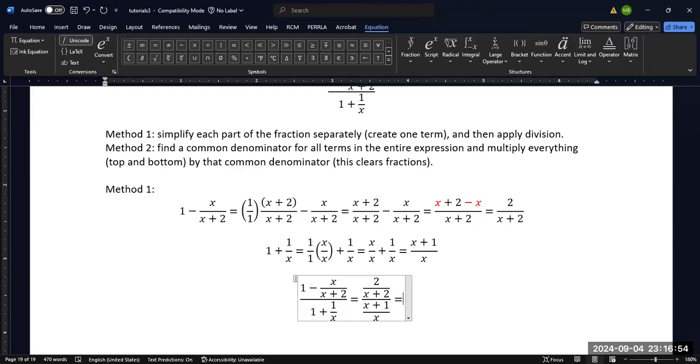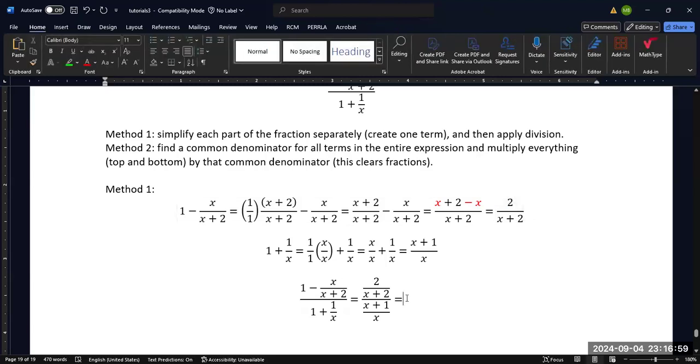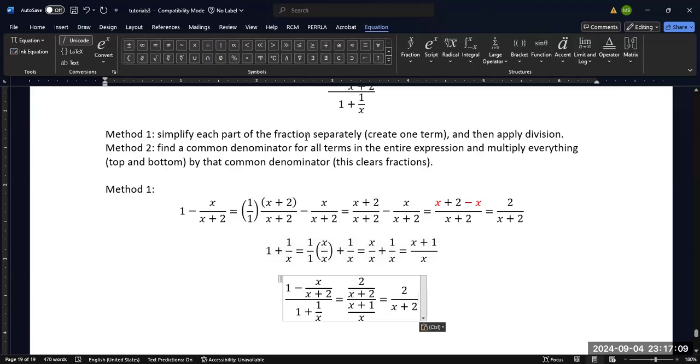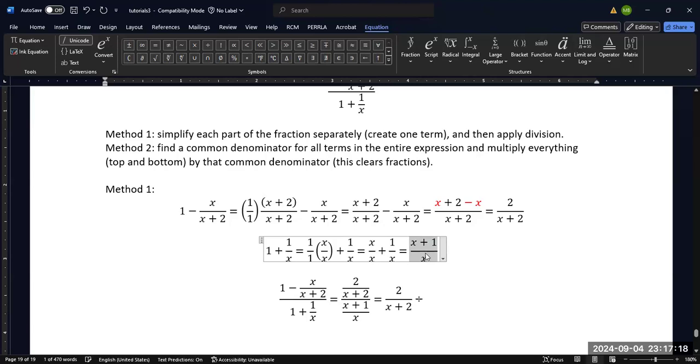So what I'm really doing is taking this fraction and dividing it, where's my division symbol? There it is. By the 1 in the denominator.